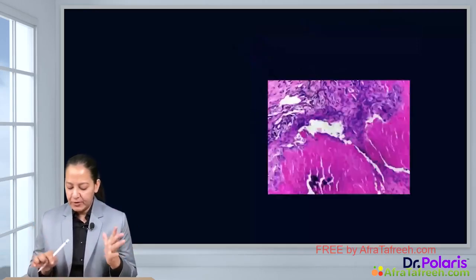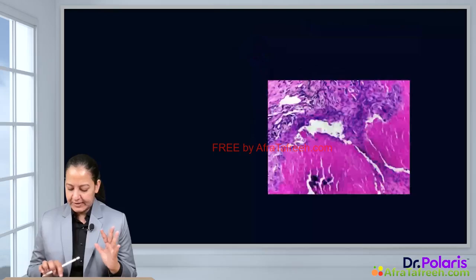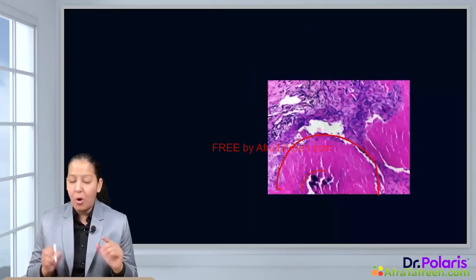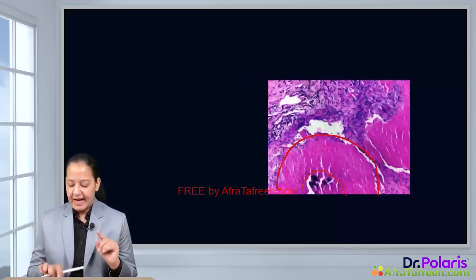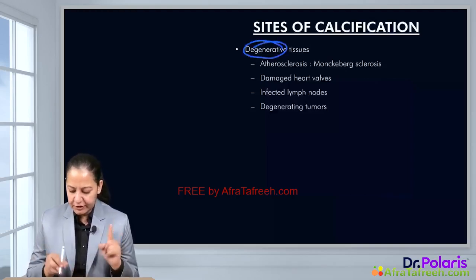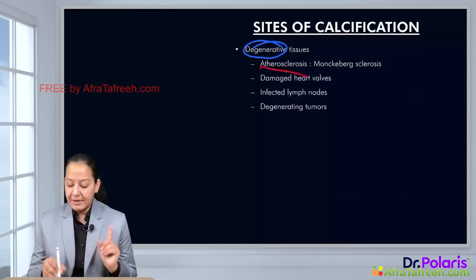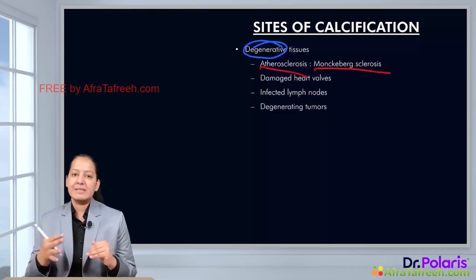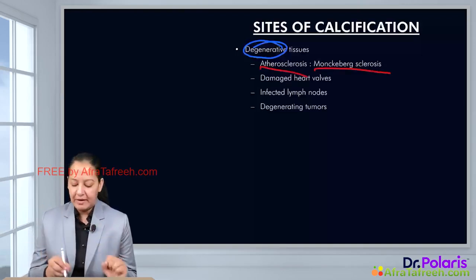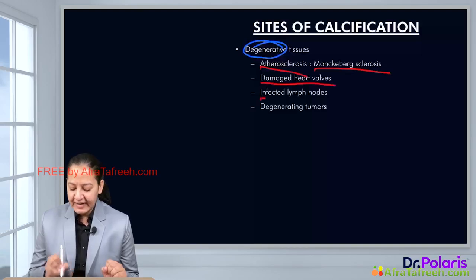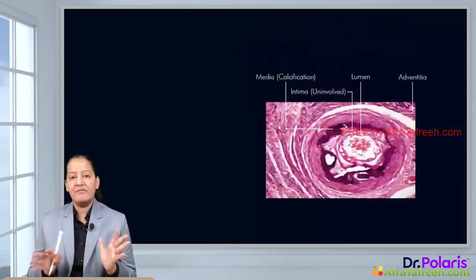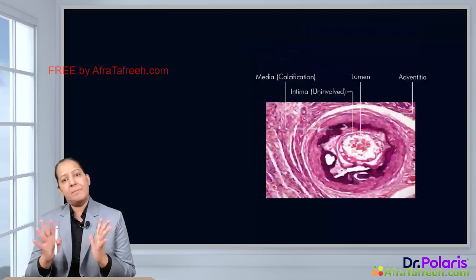You can see the necrosis, the dead tissue, in this diagram. The pink color you can appreciate here is all necrotic tissue. Now let me give you some examples of degenerative tissue. In degenerative tissue, there is atherosclerosis. The best example is Monckeberg sclerosis, which is degeneration in the wall of the blood vessel, in the media. Others are damaged heart walls, infected lymph nodes and degenerated tumors. These are the examples of degenerated tissue. Please learn a few examples of dead tissue and a few examples of degenerated tissue.